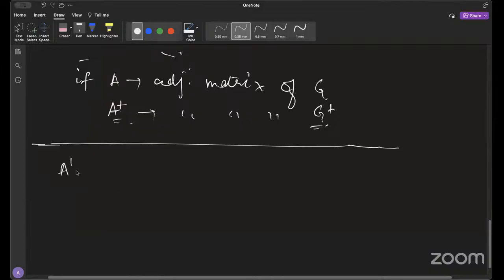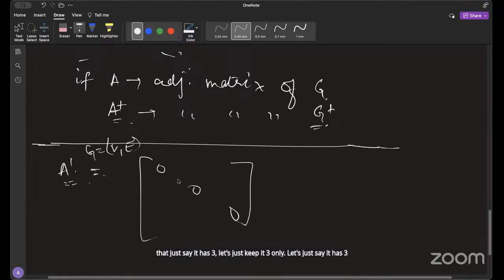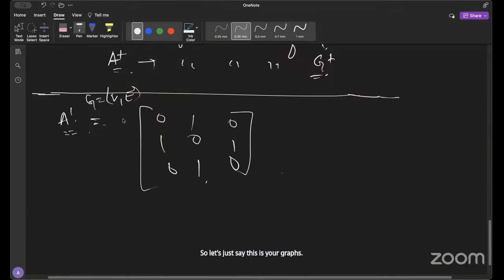So we'll first discuss the A. We're talking about matrix multiplication, but first we'll see how we do this thing. A1 basically is the adjacency matrix for some graph, and this is the adjacency matrix for it. Let's just say it has three vertices. We know that the diagonals are zero. Let's say this is your graph, with vertices 1, 2, 3. I hope you know how to read this.